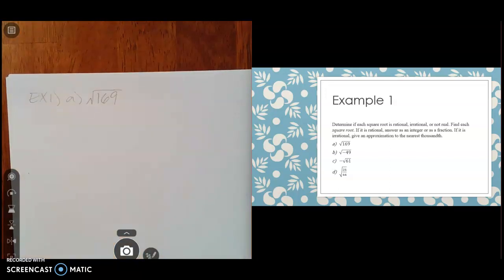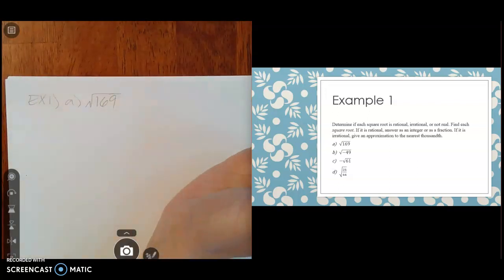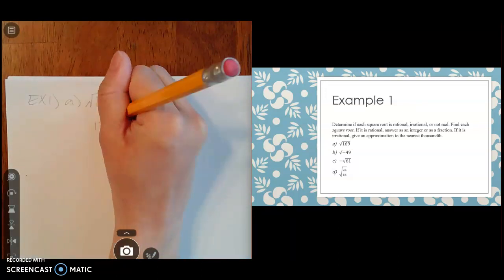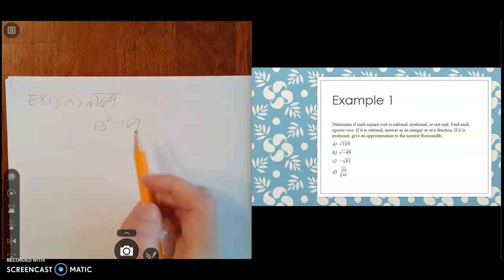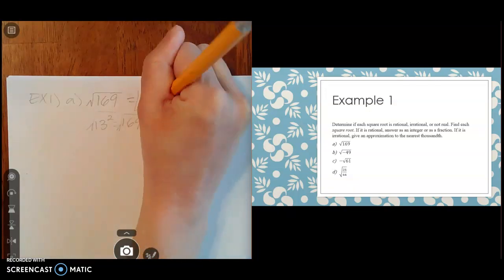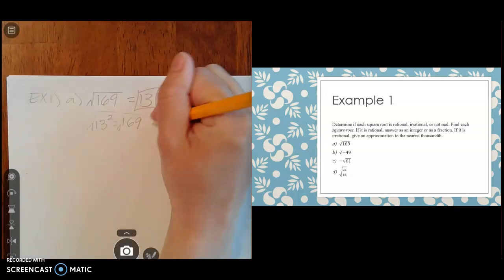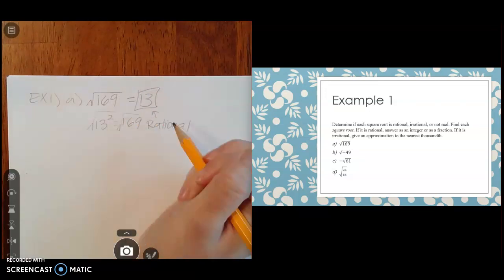All right, so you guys are going to have a strange knowledge of perfect squares and cubes and even fourth powers probably by the end of this unit. But the 169, that's 13 squared. So you may know 13 squared is 169. So that means that the square root of 169 is 13. Okay? 13, it's a nice pretty number. It can be written as a fraction. It can be written as 13 over 1. So that is rational. Okay? It's a perfect square.